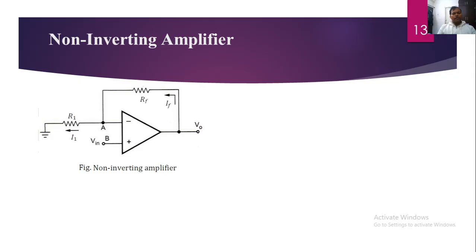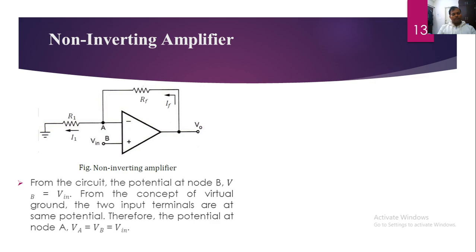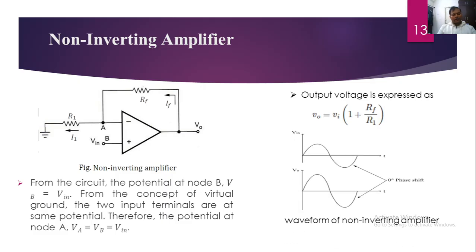So coming to the non-inverting amplifier, in this amplifier input is applied to the positive terminal and the inverting terminal should be grounded, and from the concept of virtual ground and the concept of KCL, we will get the expression of voltage gain as 1 plus Rf by R1.